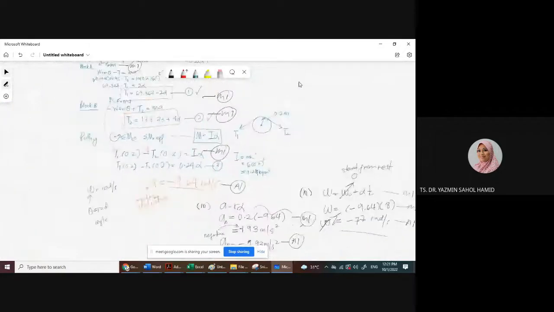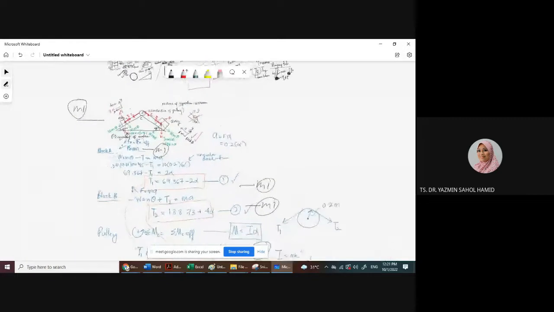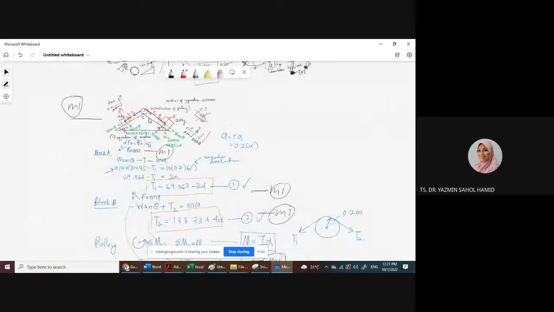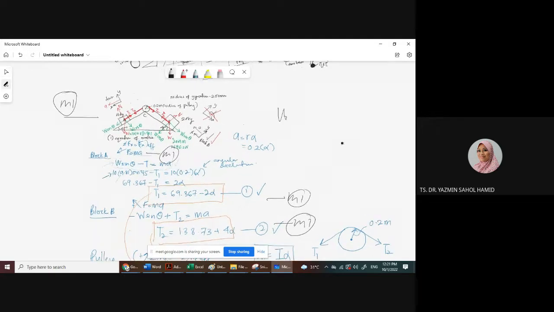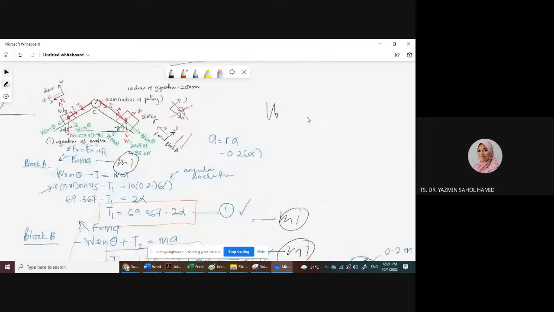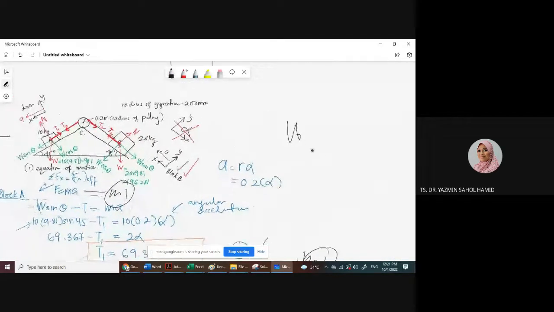Okay. Alright. So basically untuk problem yang ini, you rasa untuk problem yang sama ni boleh tak kita buat soalan berbentuk work and energy dengan impulse? Boleh ke tak?